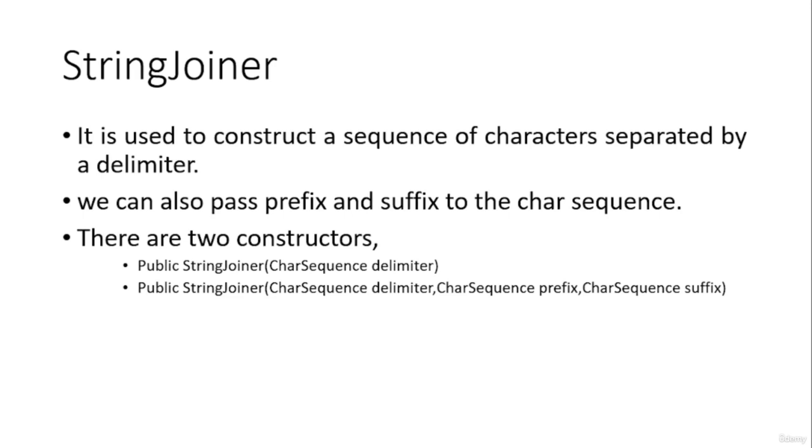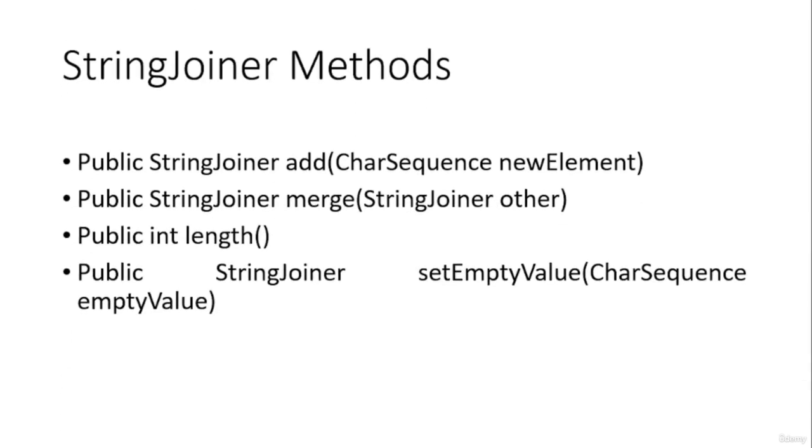The StringJoiner class also has the feature to have a prefix and suffix in your particular string. That is also possible with StringJoiner. There are two different constructors in the StringJoiner class. The first one is with passing the delimiter, and the second is where you pass the delimiter along with the prefix and suffix for your particular string. Next we will see some of the methods in the StringJoiner class.